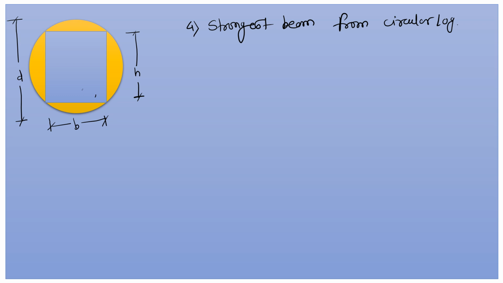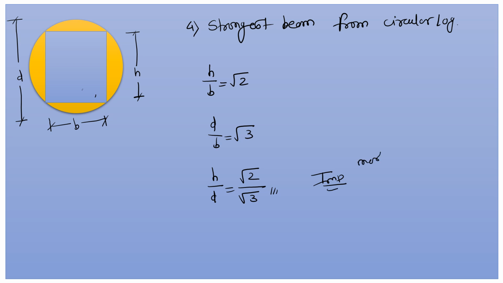Then here the value of h by b is equal to root 2. H by b means what? Height of rectangle to the width of rectangle ratio is root 2. Then d by b, the ratio is root 3, and then h by d, the ratio is root 2 by root 3. So these are the three values, and all the three values are important, and this question is mostly asked in the exam.